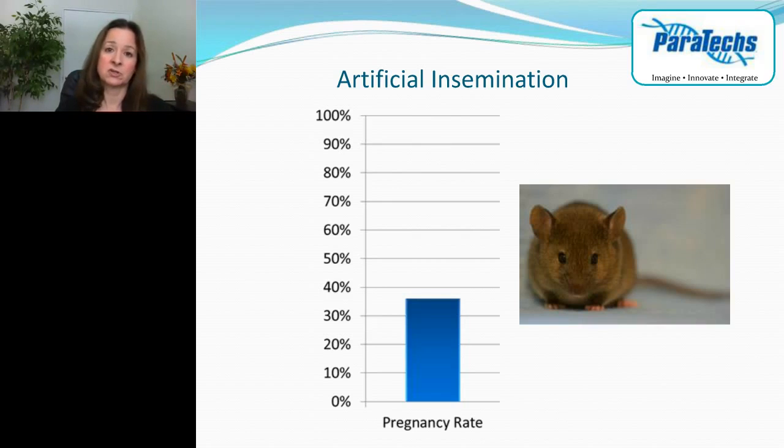sperm were delivered using the NSET device from B6C3F1 males. These males were euthanized in the morning, and the sperm was capacitated for an hour and a half. 40 microliters of the fresh sperm was transferred with the NSET device, and this occurred roughly at 9 a.m. that morning. The females then were paired with vasectomized CD1 males overnight, because the copulatory activity needs to occur in order for the pregnancy to be established.